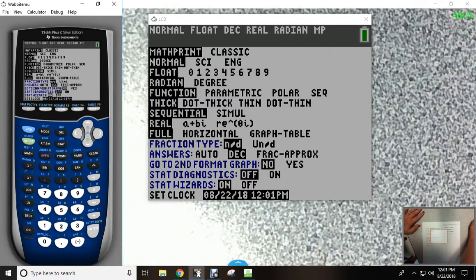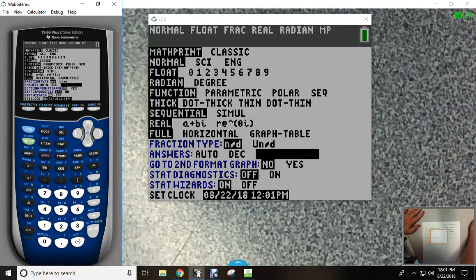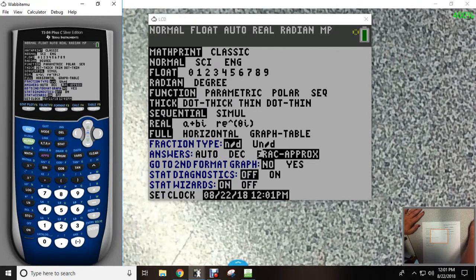You can arrow over to fraction, and notice it says approximate. It will always give you a fraction answer, but it may not be completely equivalent. Like pi is an irrational number, so it can't be written as a fraction, but it'll give you a fraction like 22 over 7, which is as close as you can get. So I like to leave mine set to auto.